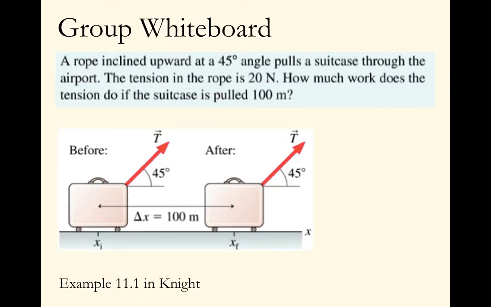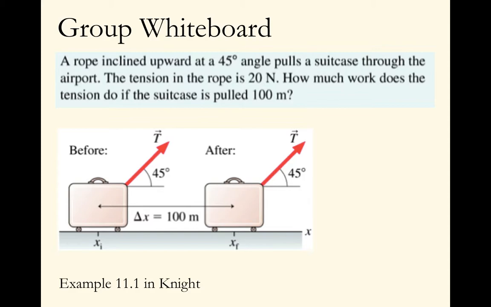So let's look at a problem here. We have a group whiteboard problem. We have a rope at 45 degrees to a suitcase which is being pulled through the airport. The tension in the rope is 20 newtons, and we want to know how much work the tension does if the suitcase is pulled 100 meters.